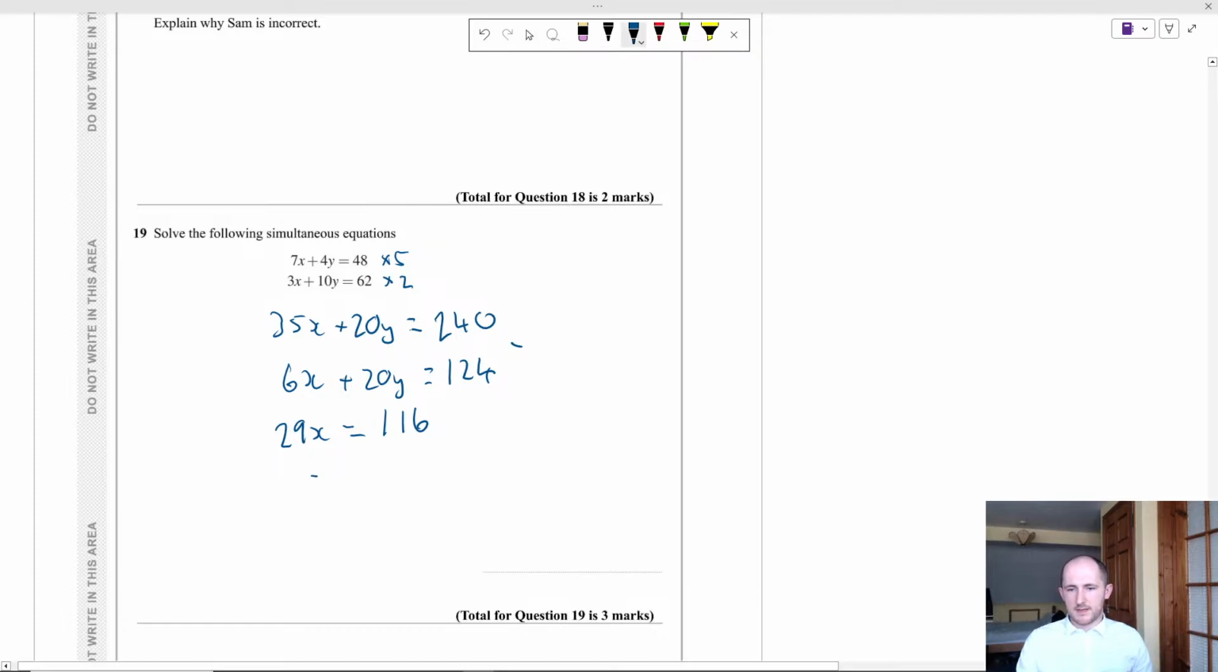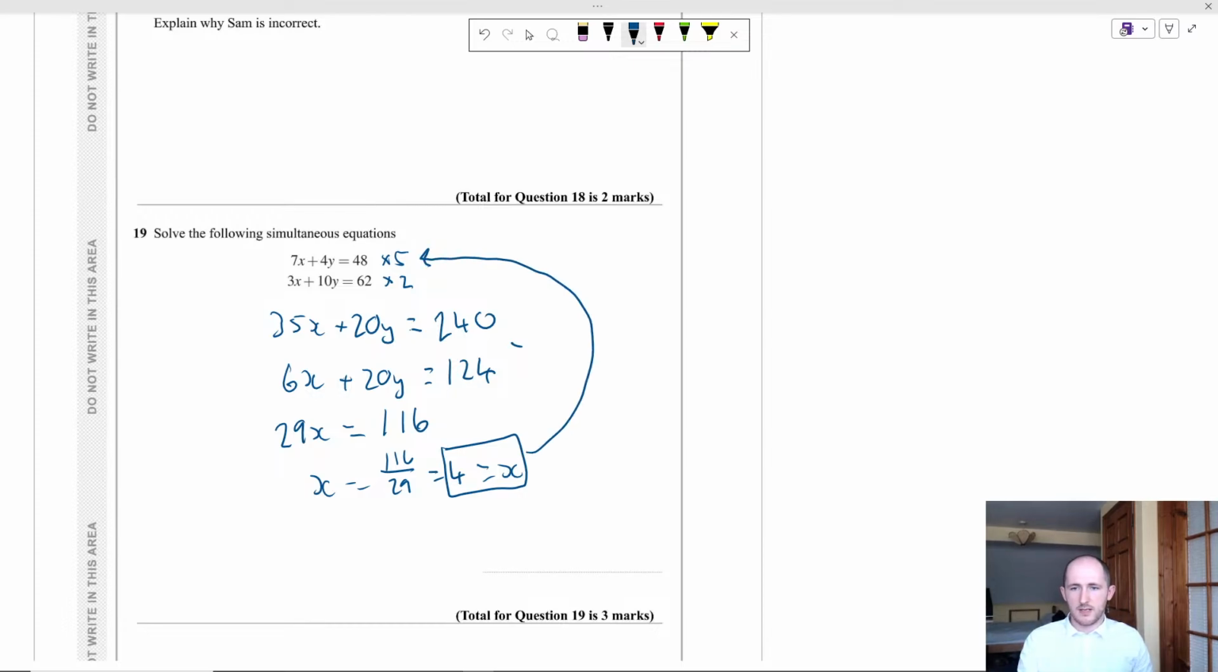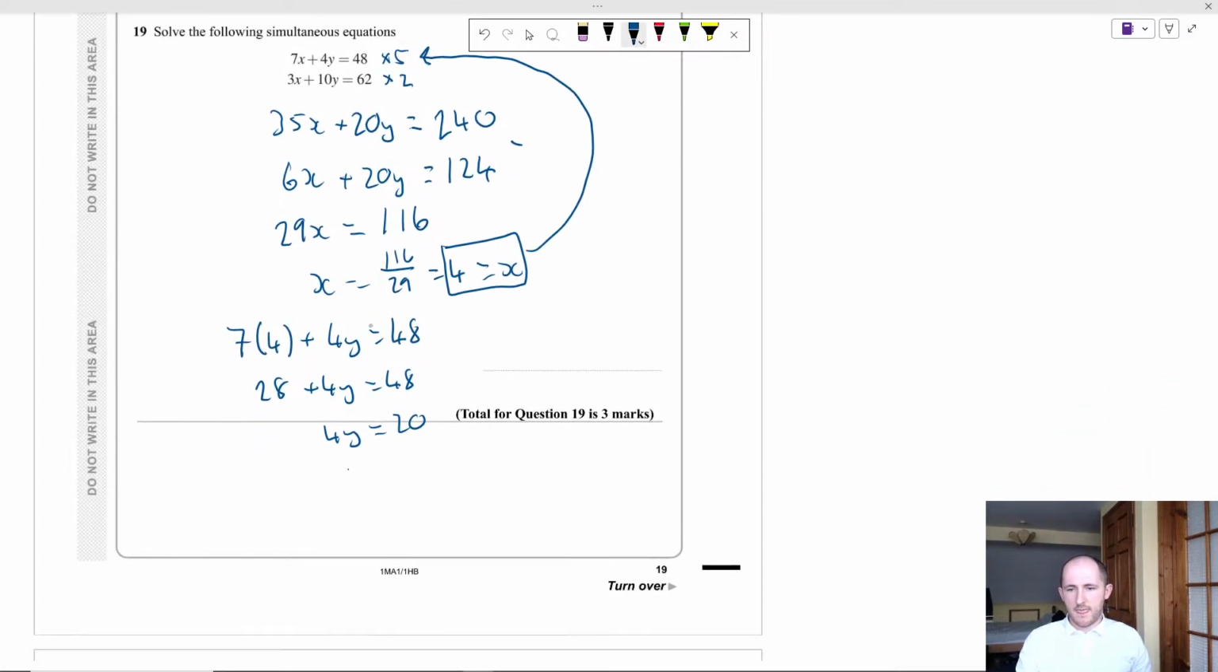So yeah, if you divide both sides by 29, you get 4. So x is equal to 4. Sub it into whatever equation you want. It might be easiest to do the very first equation. So you get 7 times 4 plus 4y equals 48. 7 times 4 is 28 plus 4y equals 48. So then 4y, subtract 28 from both sides, gives us 20, which means that y is equal to 5.